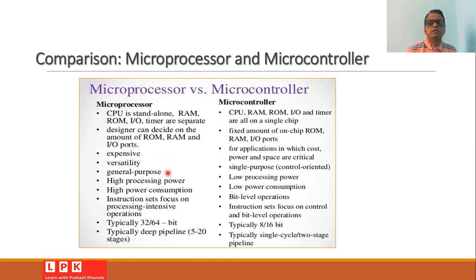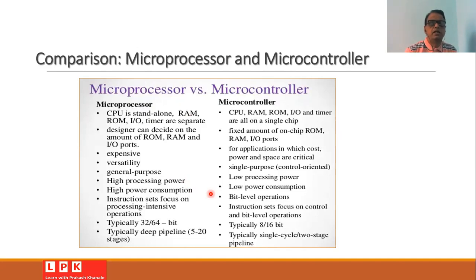Microprocessor is general purpose, while microcontroller cannot be a general purpose device. Comparatively, you can say that the microprocessor will have high processing power, while the processing power of the microcontroller will be less. It has high power consumption, while there is low power consumption for the microcontroller.